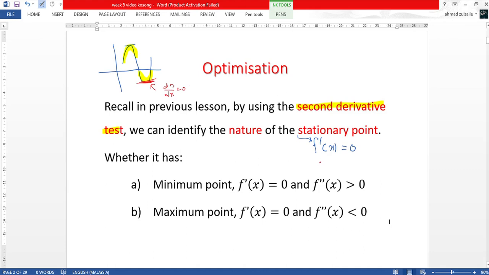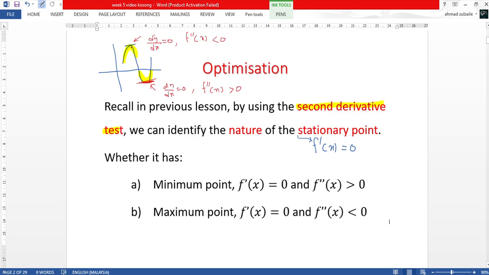Okay, so for a minimum point, your f prime x equals 0 to represent the stationary point, and f double prime x is greater than 0. Greater than 0 means you have a minimum point. And second, for a maximum point, your f prime x equals 0, where your f double prime is less than 0. As a conclusion, a minimum point is a smiley curve, or last time we represented the minimum point as a bowl, concave up, right? Therefore f double prime x for a minimum is greater than 0. But over here, your dy over dx equals 0, but f double prime x is less than 0.